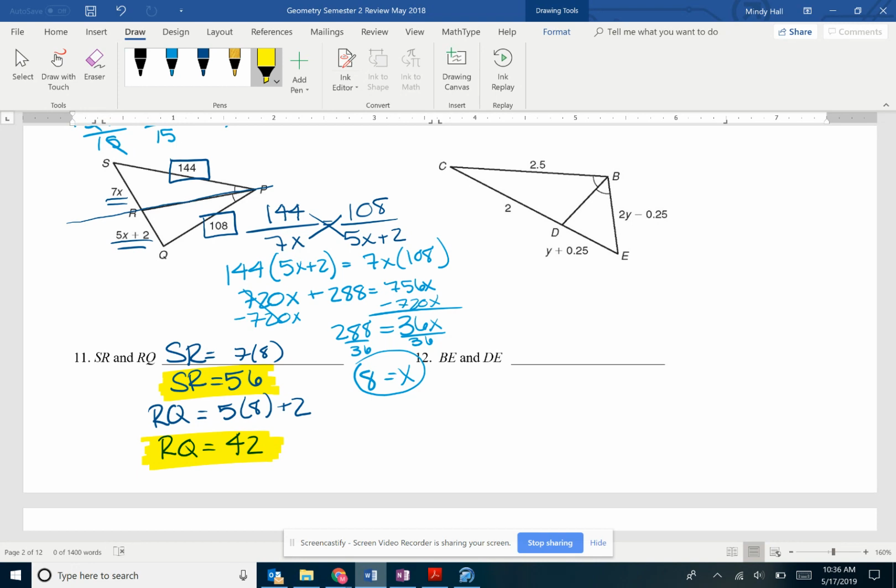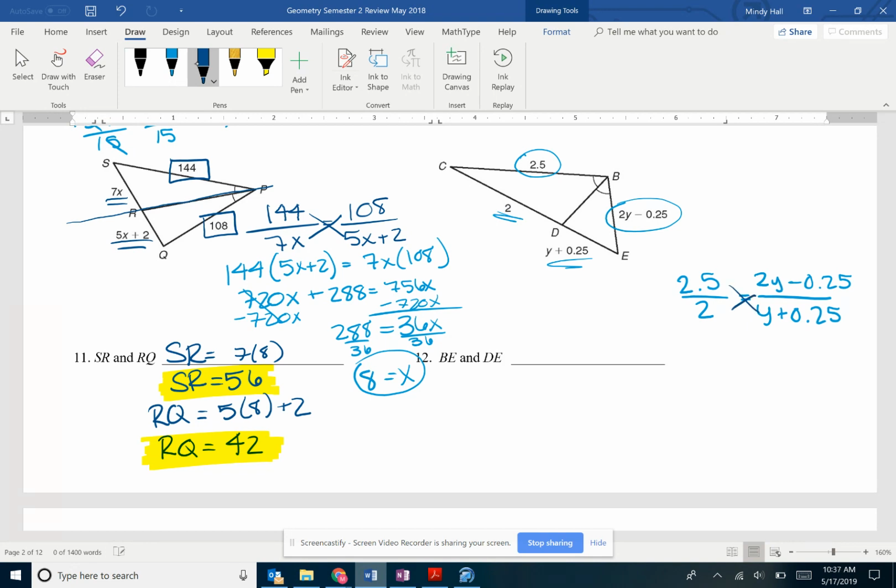Okay, so then to set up the next one, we would have 2.5, which corresponds to 2y minus 0.25, and then 2 and y plus 0.25. So if I wanted to put my corresponding parts in the same spot on opposite sides, you can. Again, you could also set it up with them on the same side together if you want.